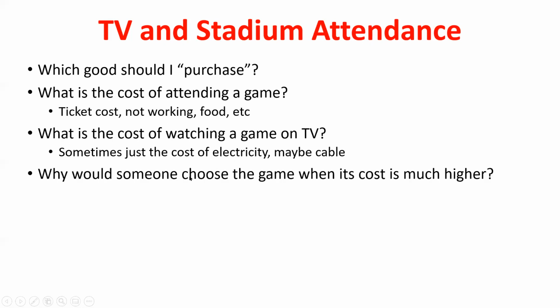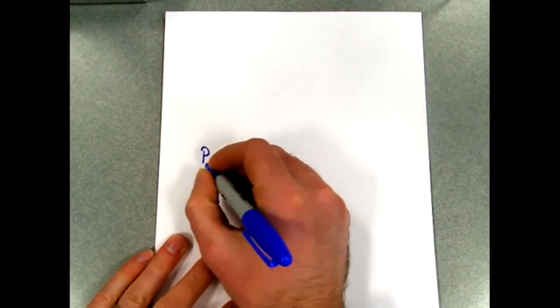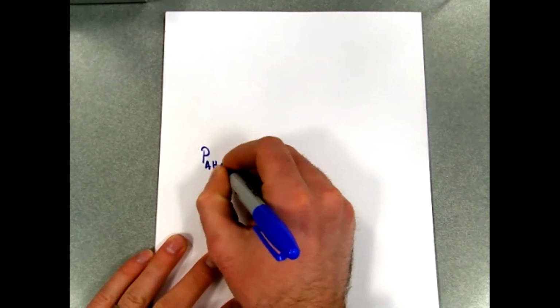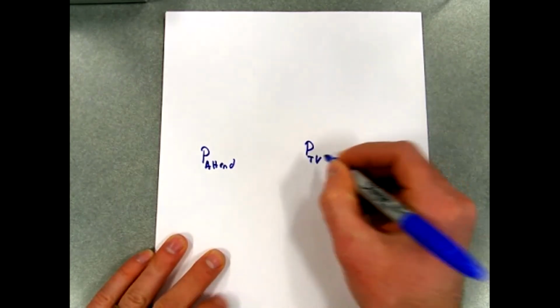I then think about, okay, so why would someone choose to go to the game, even though we know that if we're just looking at these costs, the costs are much higher, right? So I've got the price of attending the game and the price of watching the game on TV.